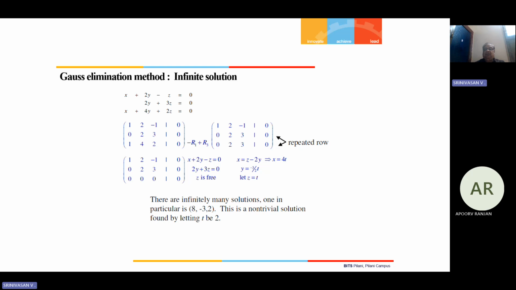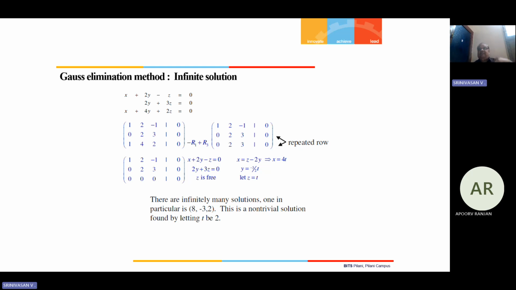So in general, let z equal to some t. When you go back, 2y plus 3z equal to 0. So y will be equal to minus 3 by 2 t when z equal to t. Similarly, x equal to z minus 2y, x equal to 0. So x equal to 0, y equal to minus 3 by 2 t, z equal to t.